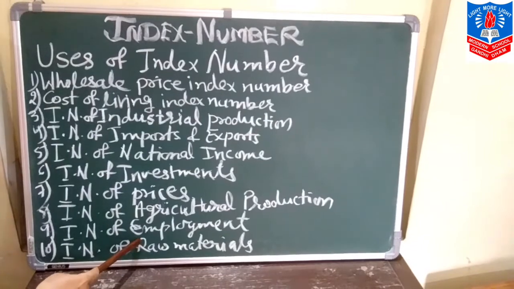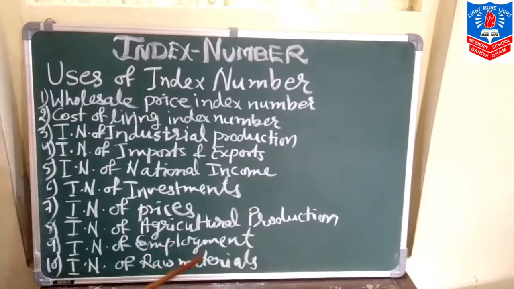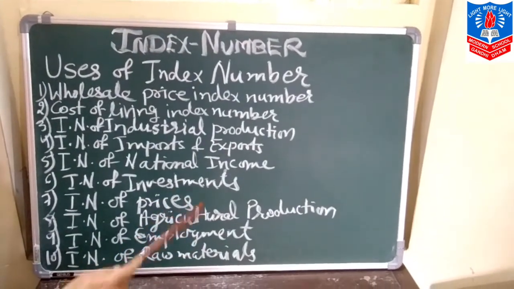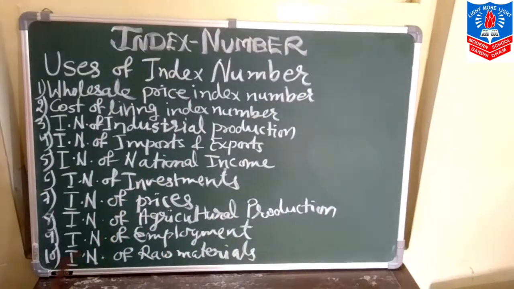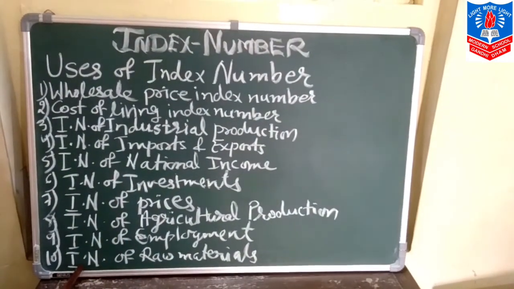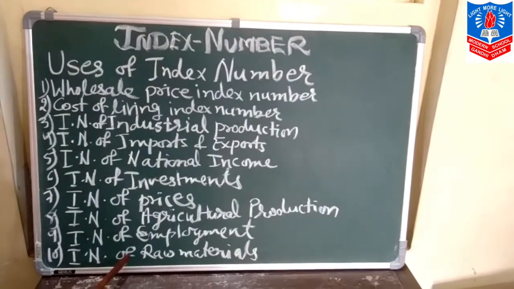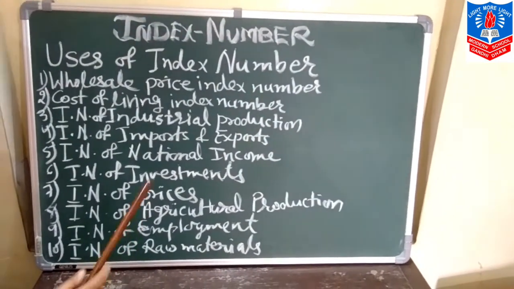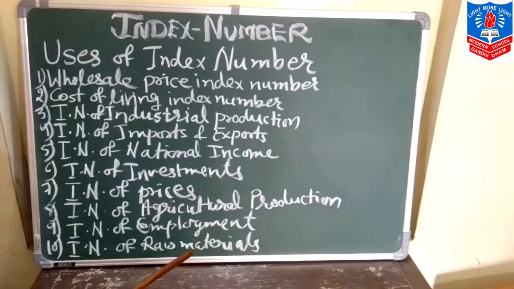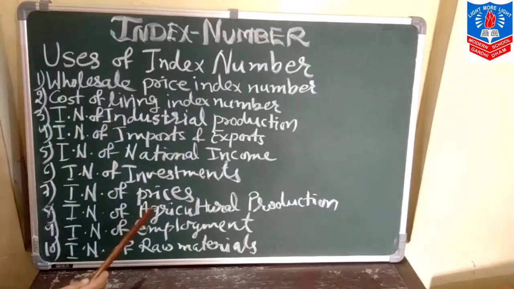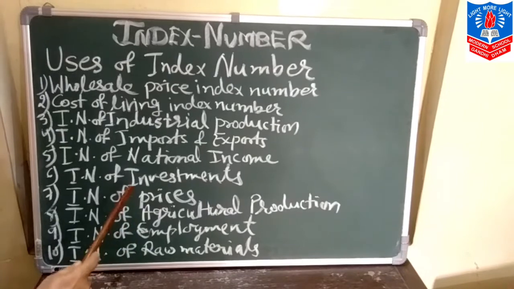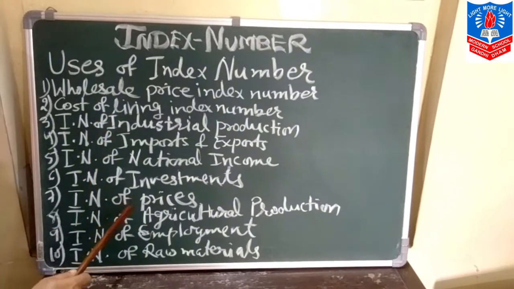This index number is useful in framing the policy to solve the problems of unemployment. And the last is index number of raw materials. This index number is useful to businessmen, industrialists and economists in adjusting their policies regarding production, sales, etc.